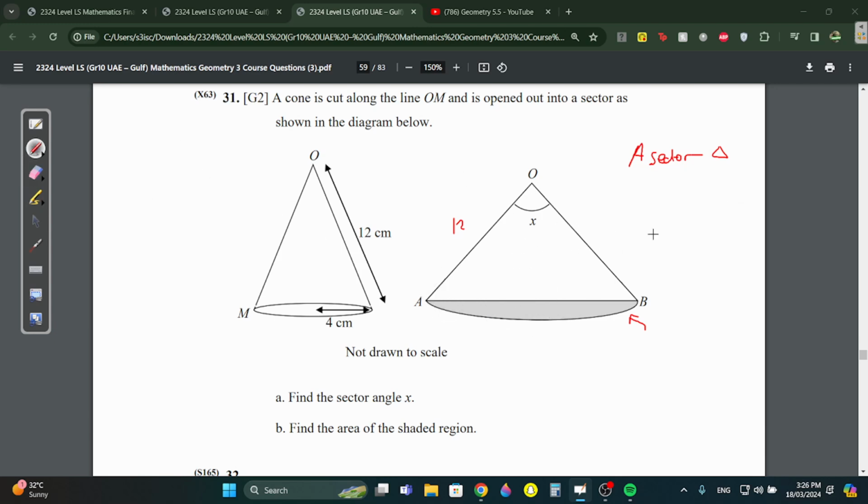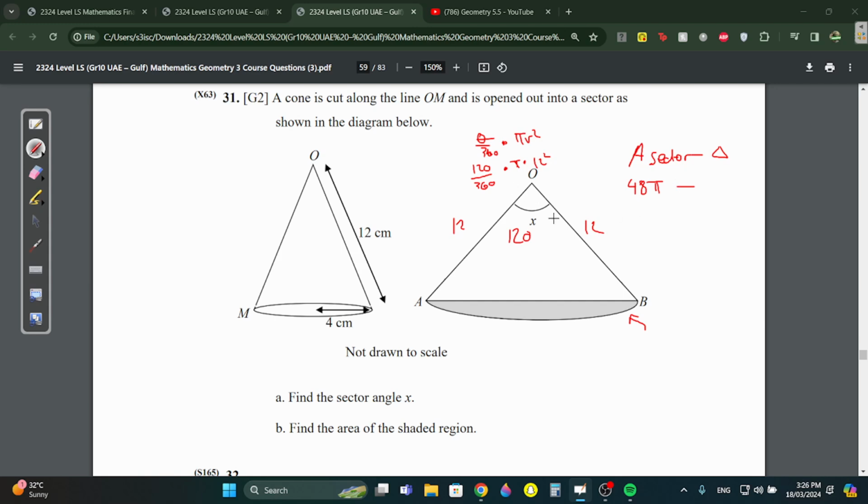Let's solve it. 12, and here you have whatever the length of that. It's 120. The area of the sector is theta over 360 times pi r squared. Theta is 120, so 120 over 360 times pi times 12 squared. You get 1 over 3 times 144, which is 48 pi. You get 48 pi for your sector, minus the area of the triangle.